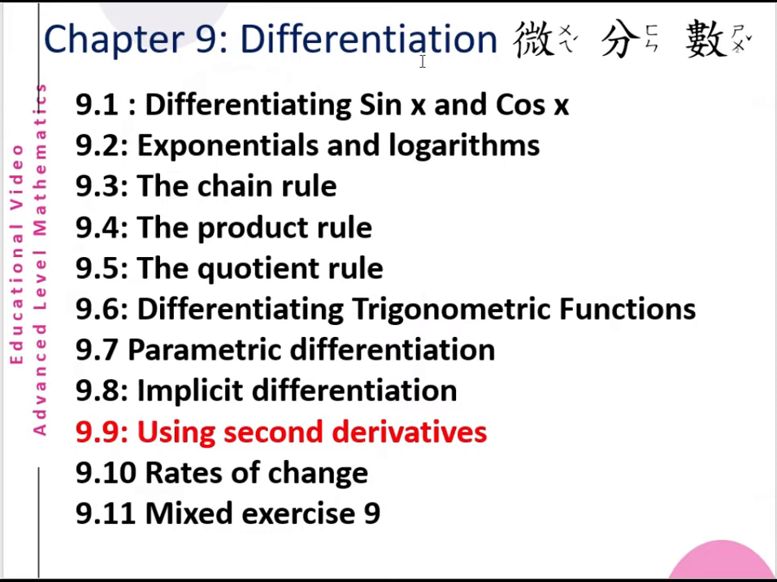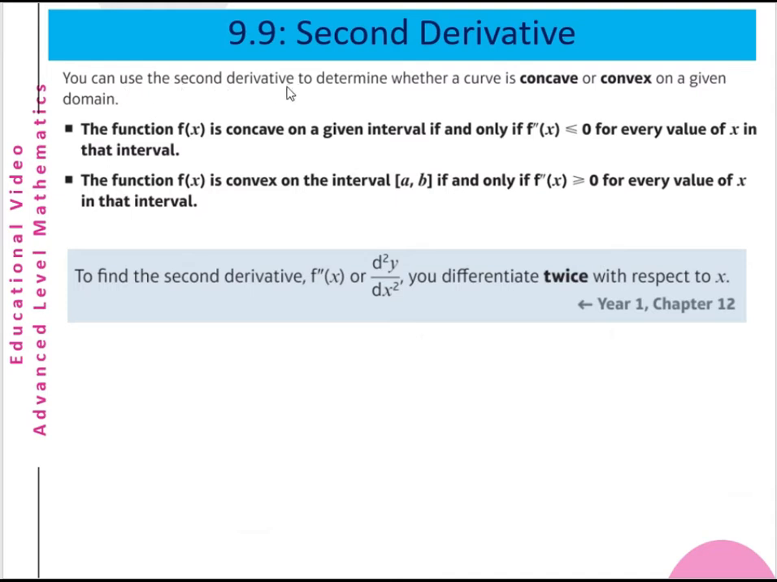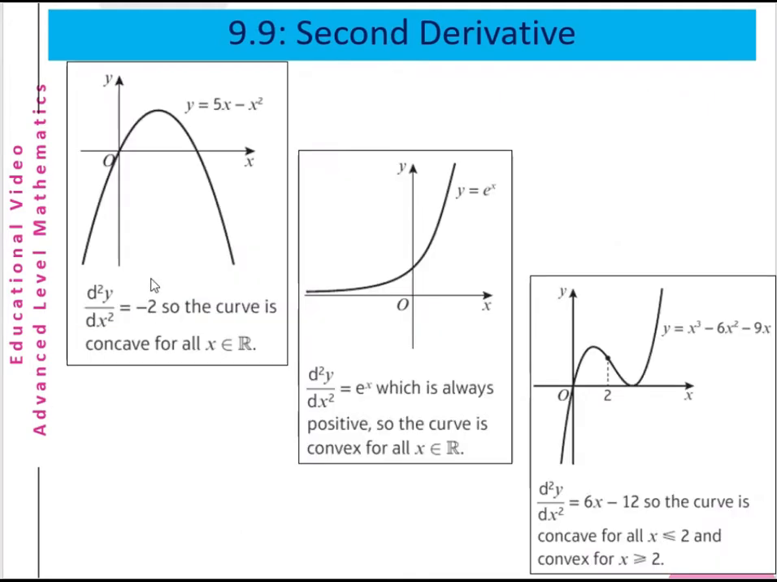We continue the differentiation 9.9 using the second derivative. You can use the second derivative to determine whether a curve is concave or convex on a given domain. And what is meant by concave and convex, we can look at this curve.